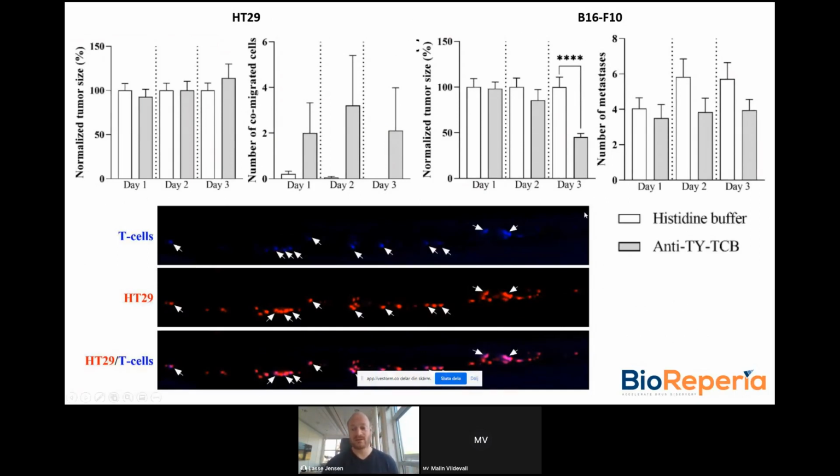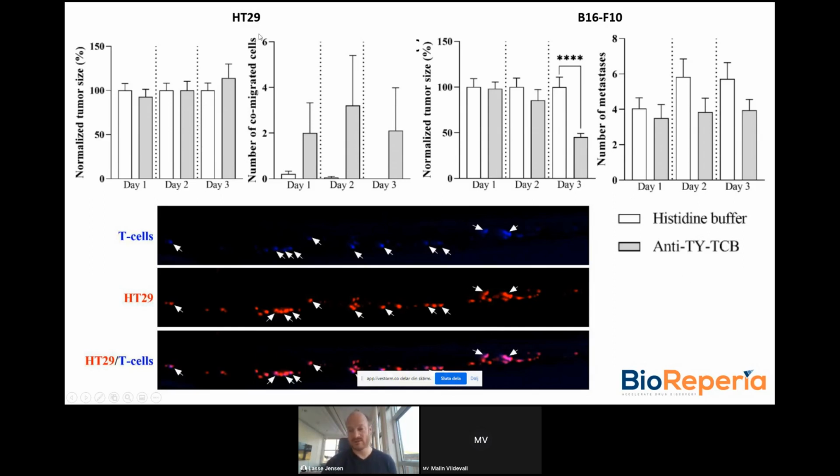This, in turn, led to a dramatic reduction of melanomas. You could see that the melanomas were greatly reduced when adding this bispecific antibody at day 3, compared to if the bispecific antibody was not added. But this approach was not effective for the colorectal cancer line HT29, suggesting that there is an immune modulatory or immune inhibitory signal present in these tumor cells.